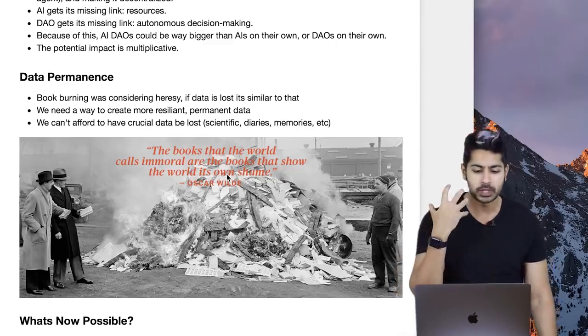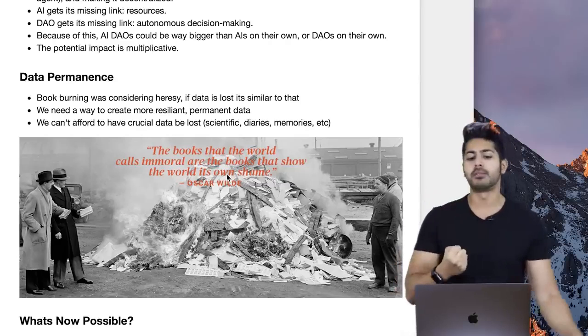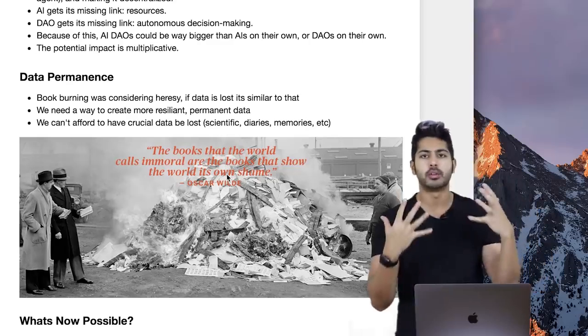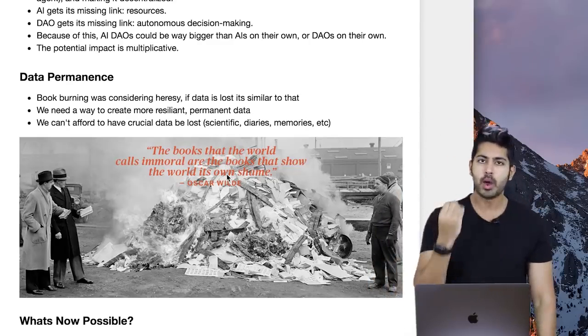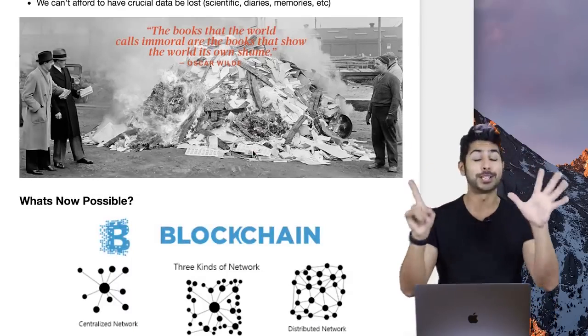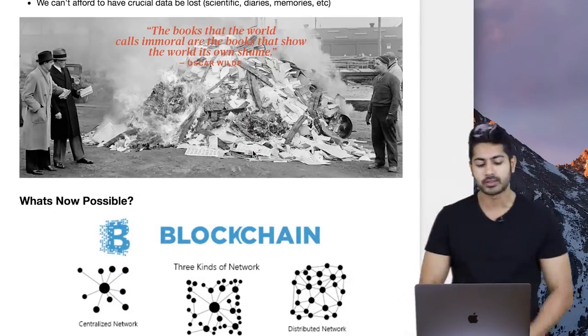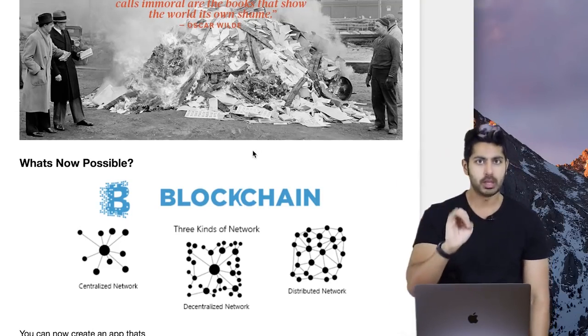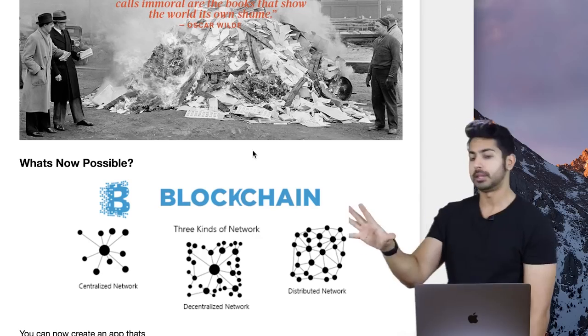Think about all the things that really matter to us. Scientific discoveries, diaries, and memories of your loved ones, and lost things over time you never wanted to lose. So we need a way to create data permanence. So there are six reasons for this. I'm going to take all those reasons and provide a single solution called a decentralized application.